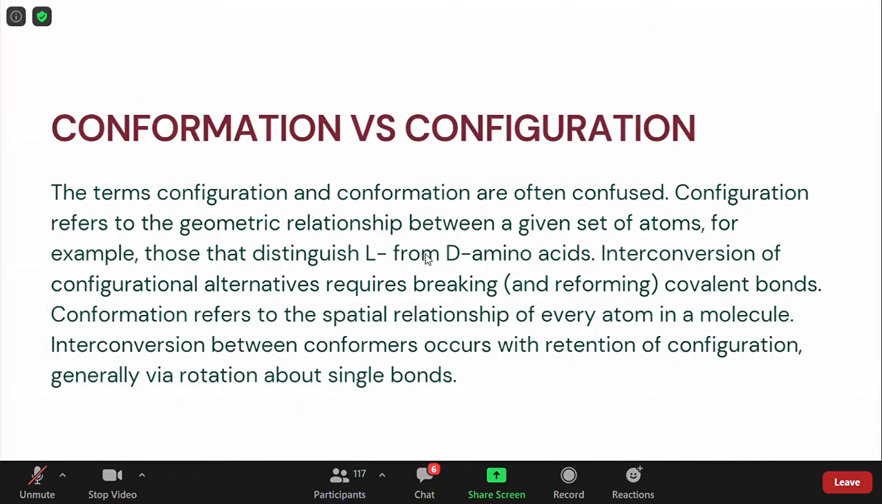Now these two, conformation and configuration, bring about some confusion. The terms configuration and conformation are often confused. Configuration refers to the geometric relationship between a given set of atoms. For example, L and D amino acids, or L and D glucose.